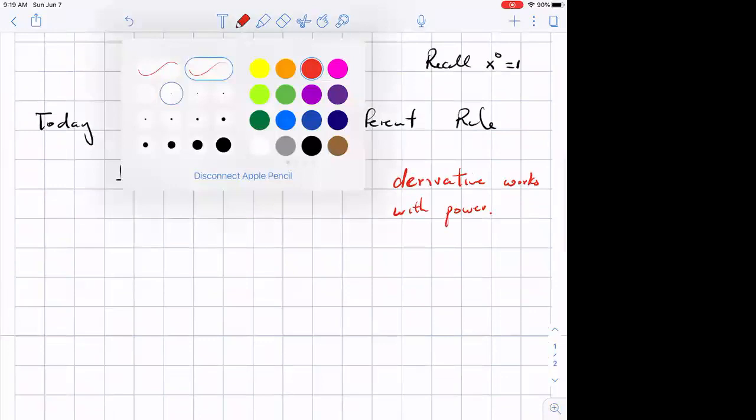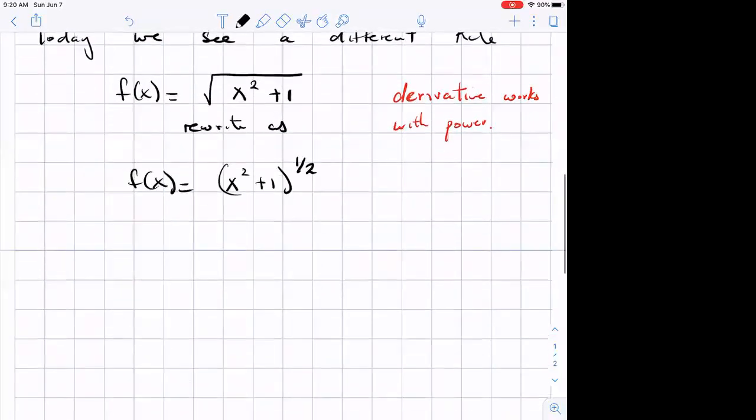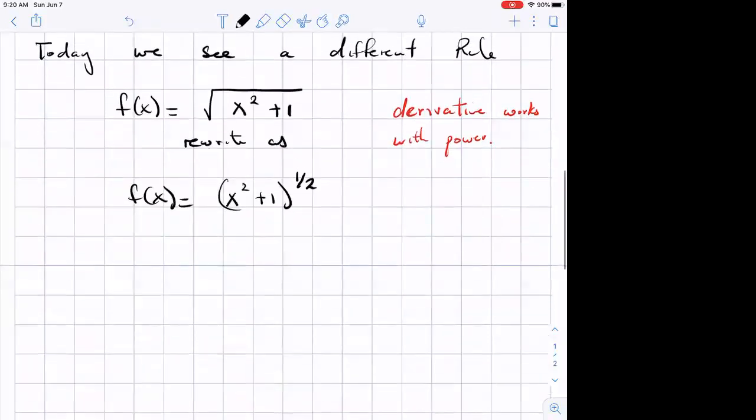So what do I mean by that? It is highly recommended that when you're given something that's not written in power form, you rewrite it as f of x is equal to x squared plus 1 raised to the 1/2 power. Right? Because square root has the same idea as 1/2 power. And now we can find the derivative, or dy/dx.